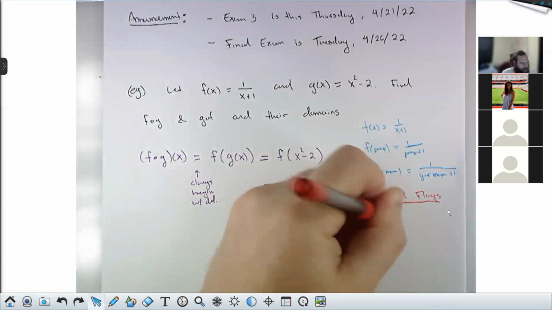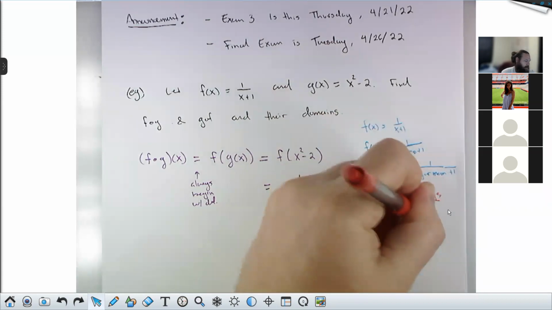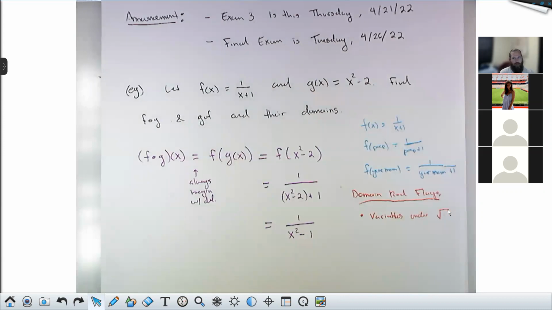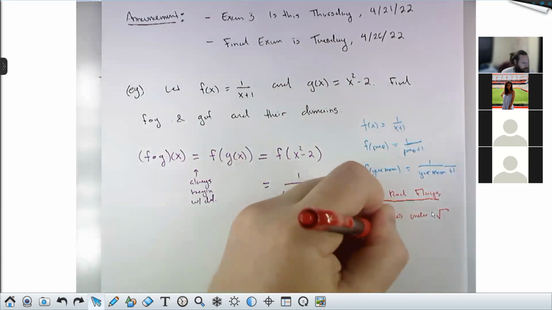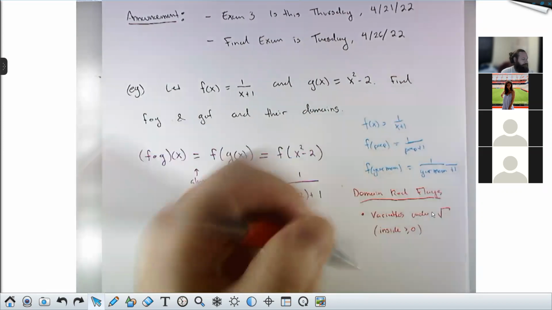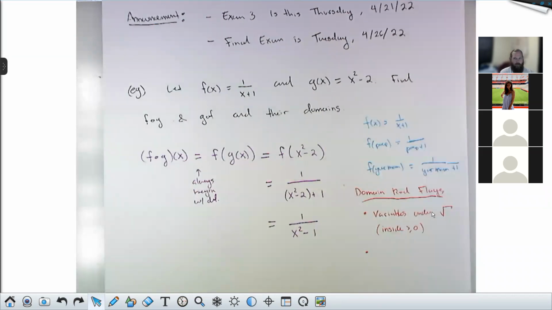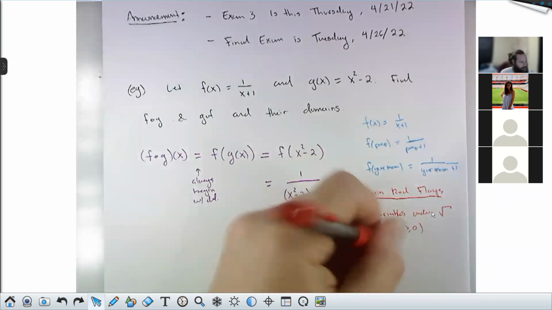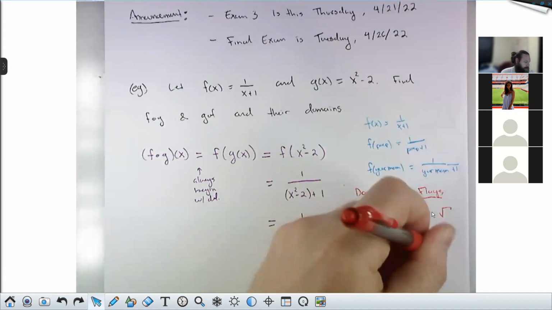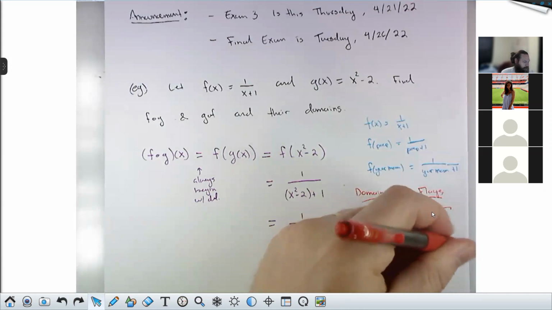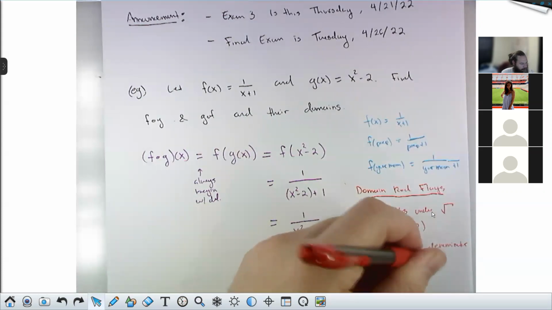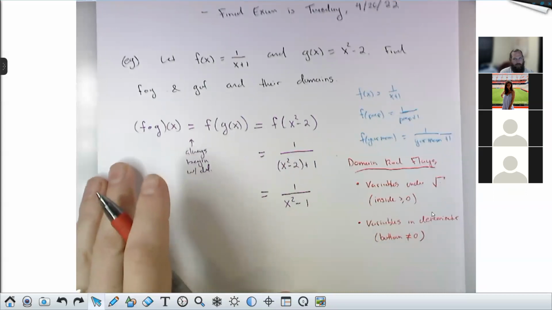Well, I'll get started here. How about variables under square roots? We know that's a problem. If there's a variable under a square root, you need to make sure that the inside is greater than or equal to 0. And the other big domain red flag that's been with us all semester is variables in a denominator. And there we need to make sure that the bottom is non-zero. These were the two big ones that were with us through the whole semester.